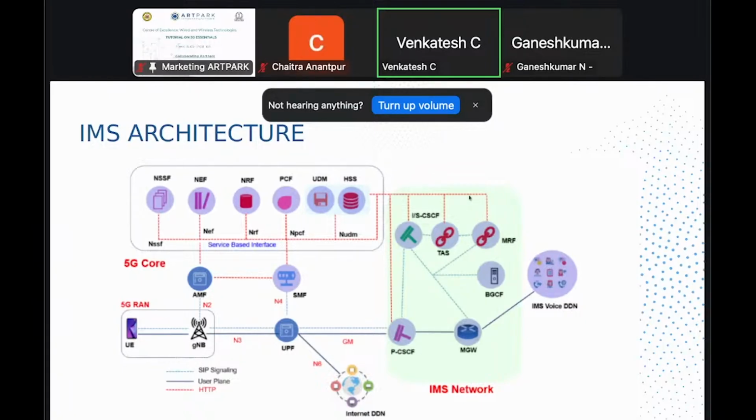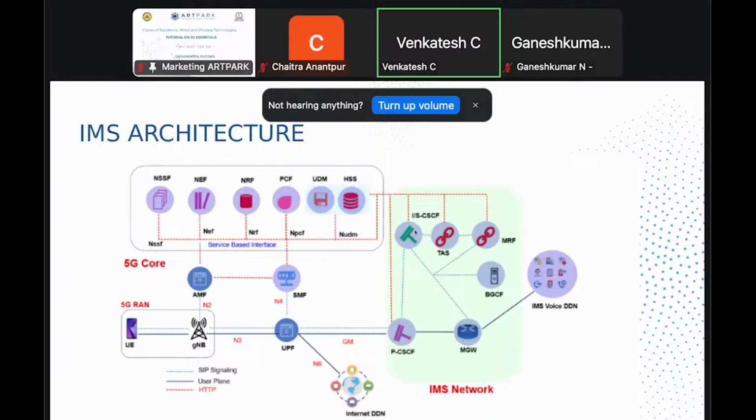Now, moving to the IMS network in the green section, this is where the actual IMS functionalities take place. Here you can see the PCSCF. PCSCF stands for Proxy Call Session Control Function. This is the first point of contact for any IMS devices. It acts as a SIP proxy and ensures all SIP signaling from the UE is routed correctly. It also applies some of the security, and it controls the quality policies also.